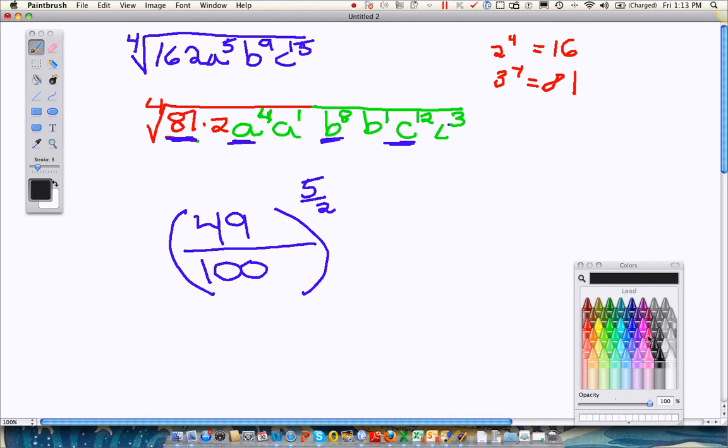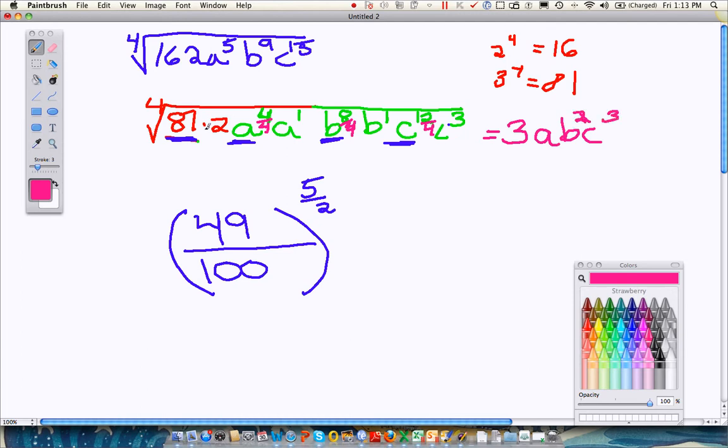And when we move them outside of the radical, we're going to take the fourth root of them. Well, the fourth root of 81 is 3, because 3 to the fourth is 81, so that's going to come out as a 3. When I pull the a to the fourth out, I'm going to take that exponent and divide it by 4, and it's going to be 1. Same thing with the b. I'm going to take that out, divide it by 4, and it's going to be 2. Same thing with the c. I'm going to divide that by 4, and it's going to be 3.